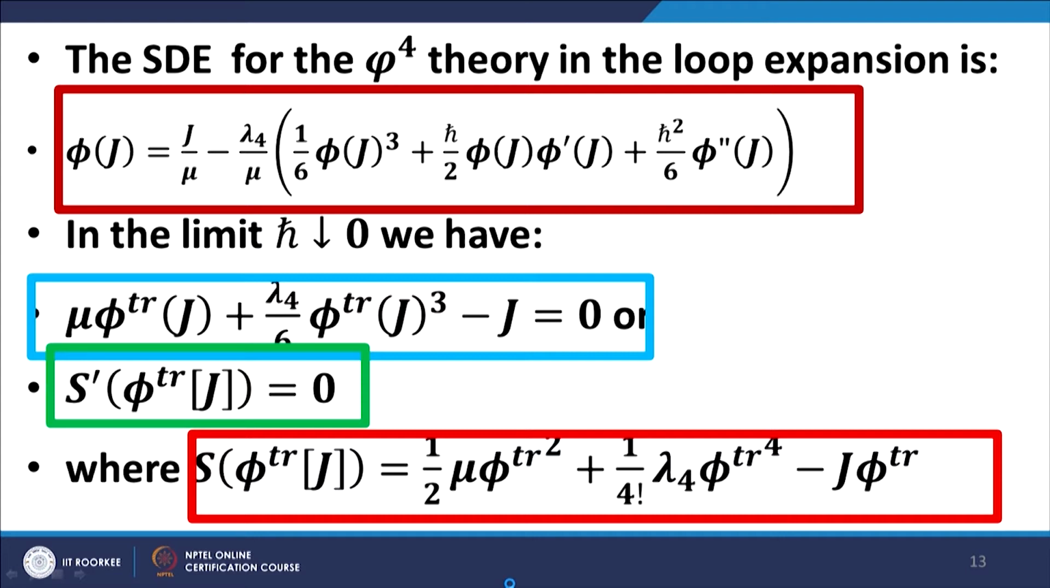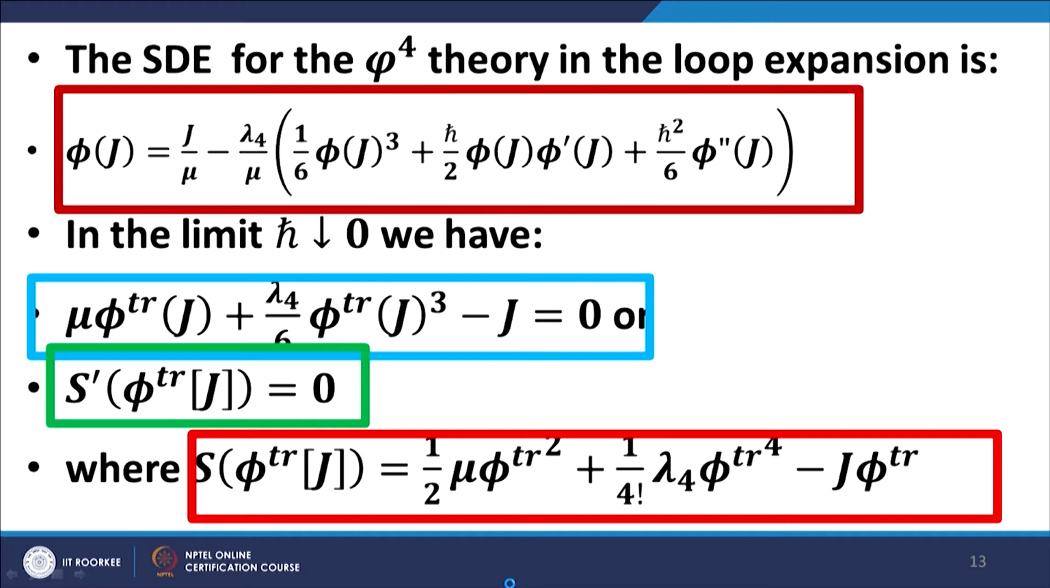Now, in the limit that h bar tends to 0, we get the tree diagram, or the diagram which excludes all loop diagrams and consists only of tree diagrams. In that situation, this Schwinger-Dyson equation of the red box translates to the equation that is given in the blue box. Now, if you look at it carefully, this equation in the blue box is nothing but the derivative of the action, or rather if I use the action that is given in the red box at the bottom of your slide, take its derivative and evaluate it at the phi tree of J, I get 0.